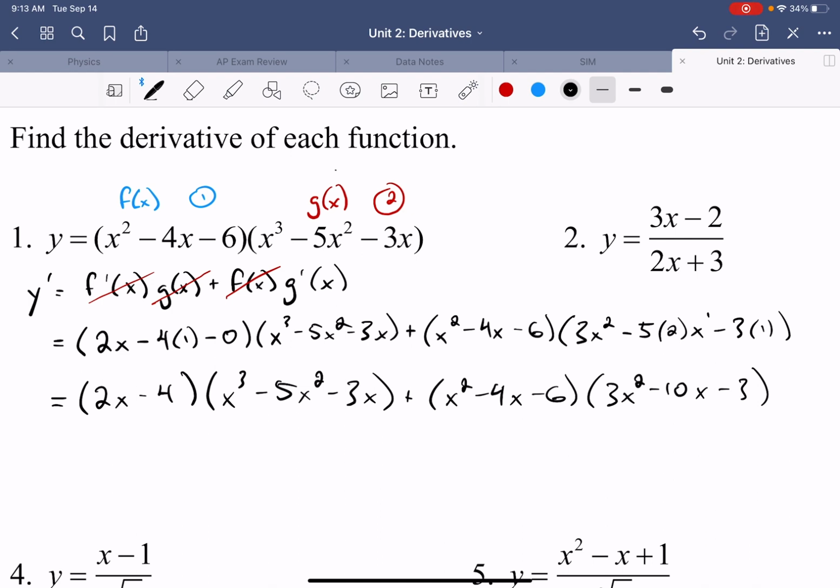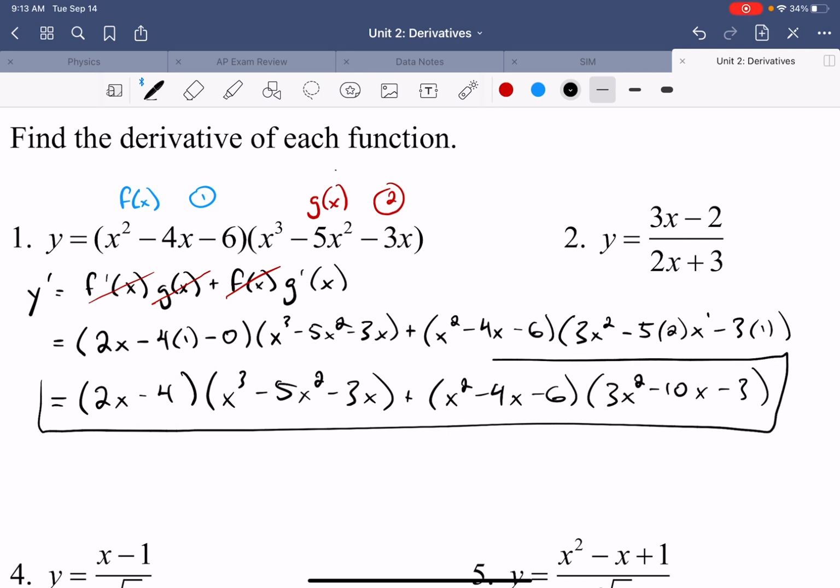So let's look at each parentheses and see if any of these are the same. So I have 2x minus 4. I don't see any other parentheses of 2x minus 4. I've got an x cubed minus 5x squared minus 3x. I don't see any other parentheses with that. It's okay, so all 4 of these parentheses are actually different. I'm not going to actually multiply all this out. That would be a huge mess, and it's completely unnecessary. So I'm just going to put a box around this and call this done.